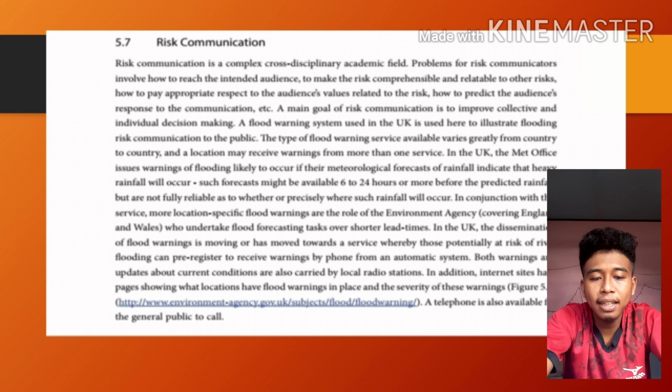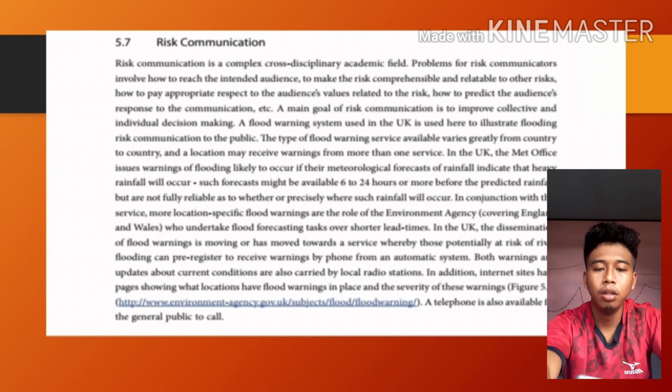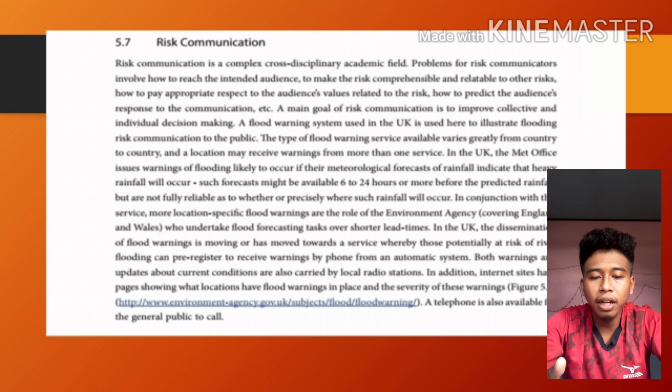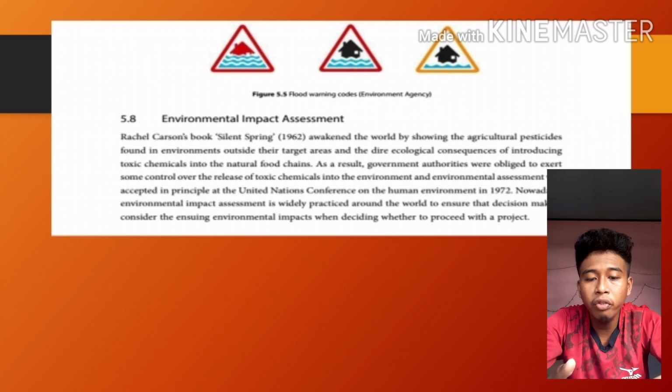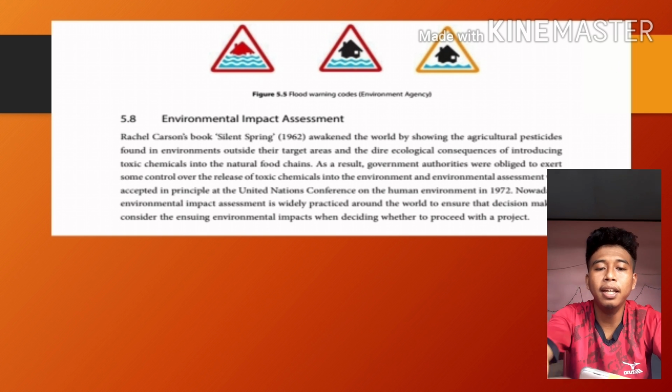Now we continue to the last topic, environmental impact assessment. The steps are: one, project description; two, identification of stakeholders; three, environment; four, impact prediction; impact assessment; mitigation; and the last, monitoring.